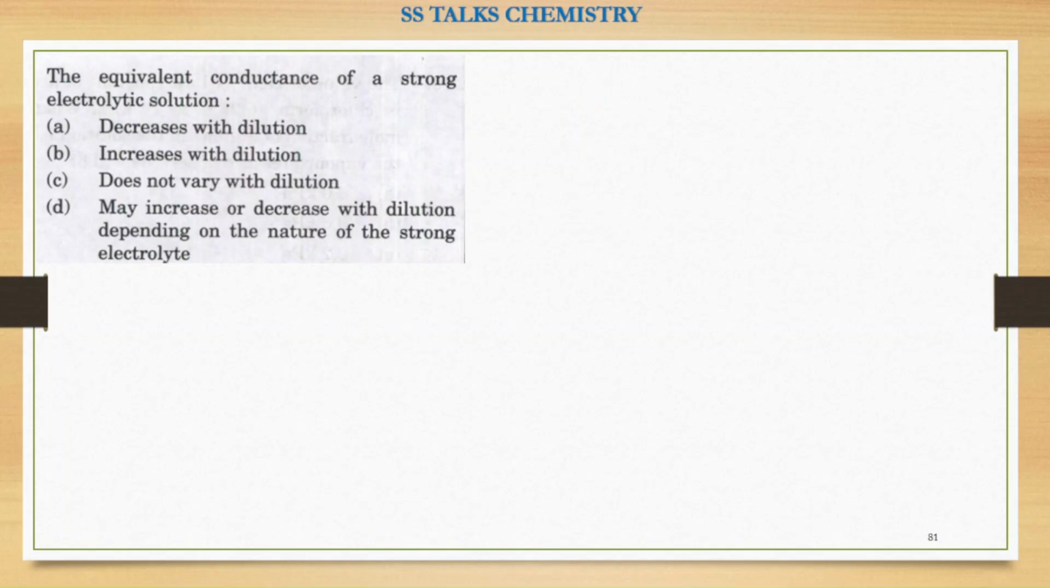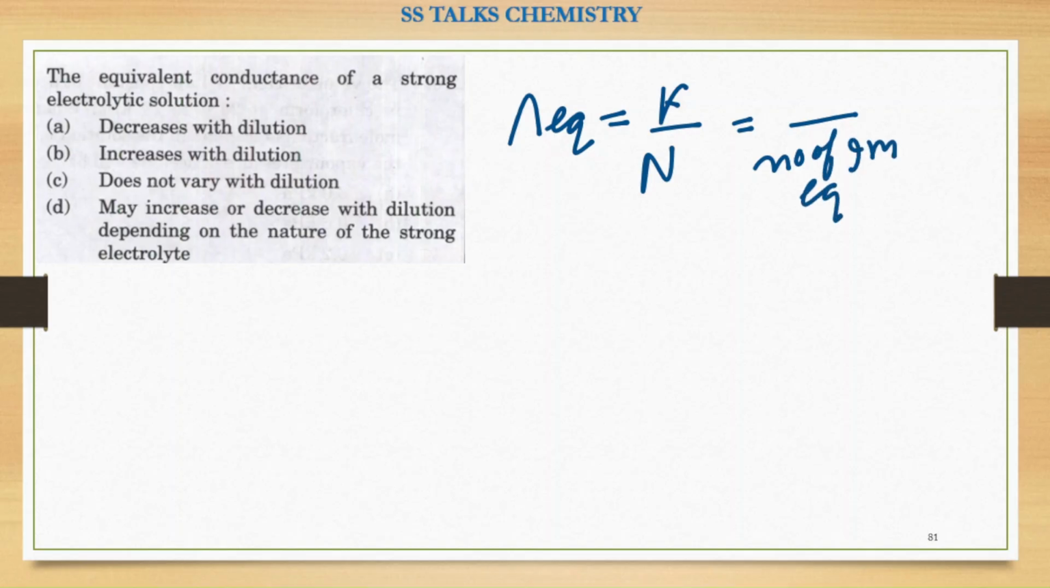Now next, we have this question. It says: the equivalent conductance of a strong electrolytic solution, how is it varying with the dilution? We know that the equivalent conductance is kappa upon the normality of the solution. Normality is nothing but the number of gram equivalents upon the volume of the solution that we take in the numerator. So with the dilution, the volume of the solution is increasing. That means the equivalent conductance is increasing with the dilution. So it increases with the dilution. That is option B.